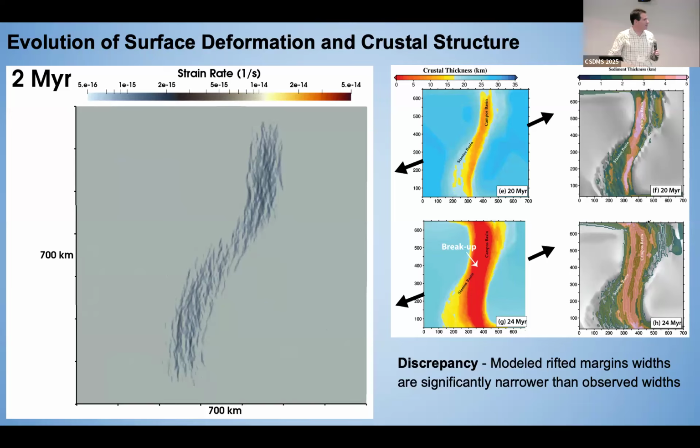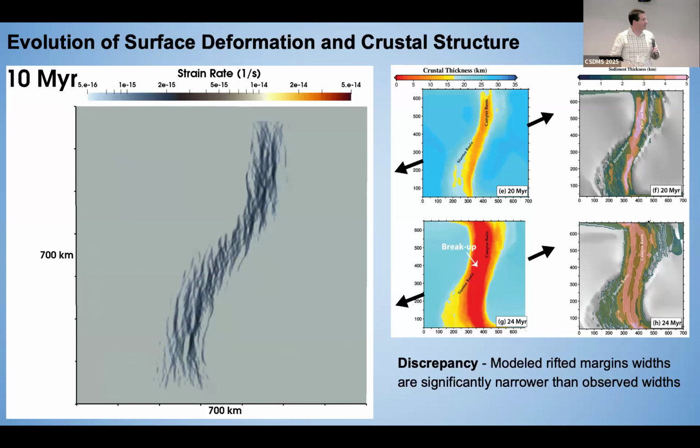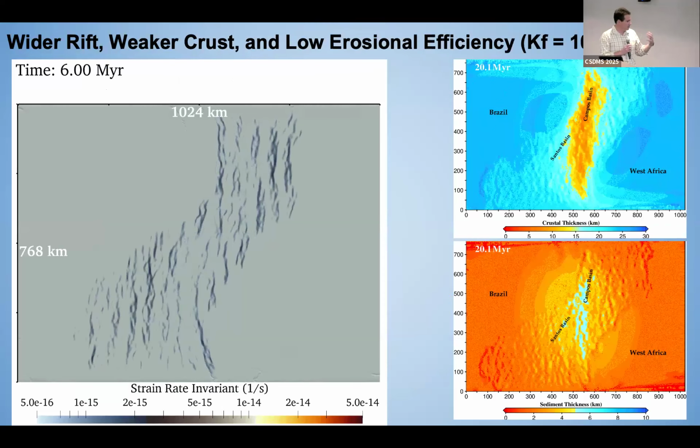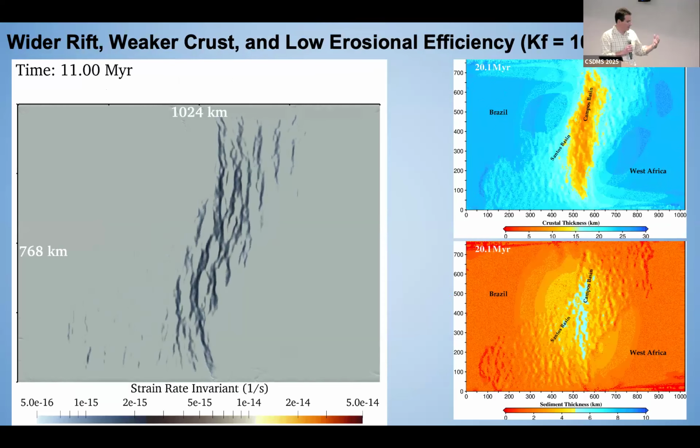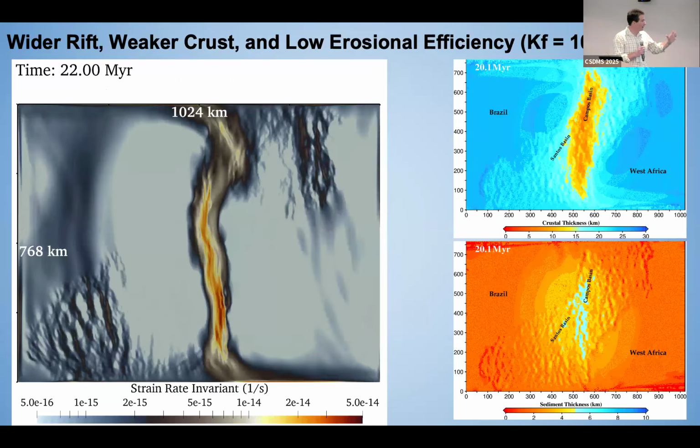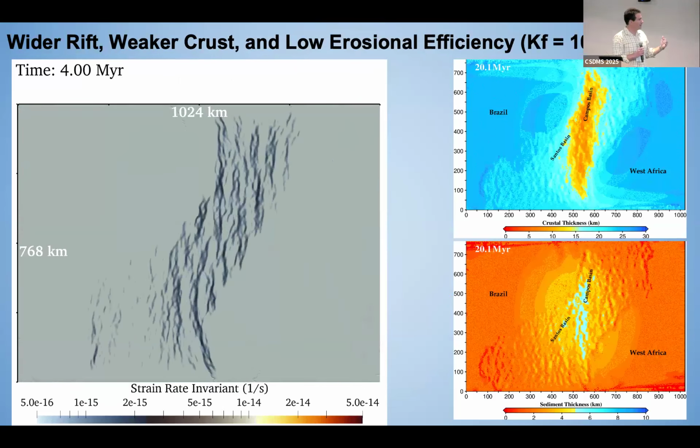When we initially ran these models, we noticed a discrepancy between the modeled margin rifts and nature: basically, we were getting significantly narrower margins than what you observe in nature. To account for this discrepancy, we made the initial damage zones in our models a lot wider, or we made the crust significantly weaker.